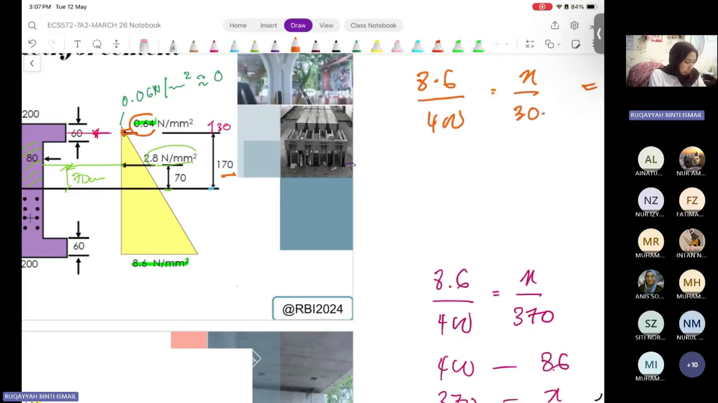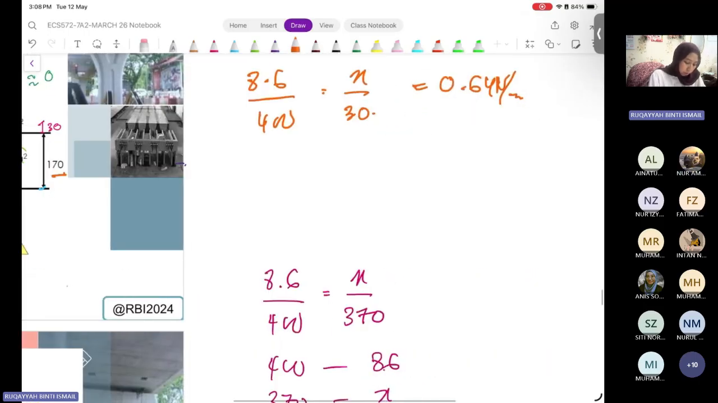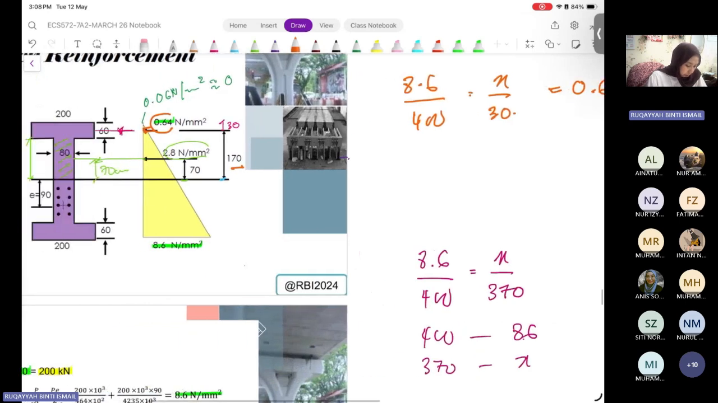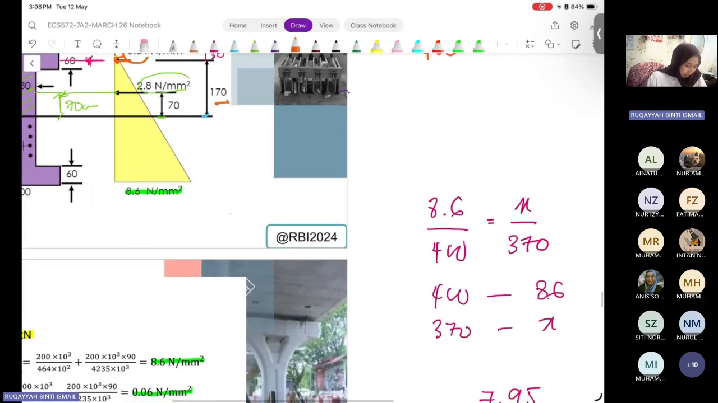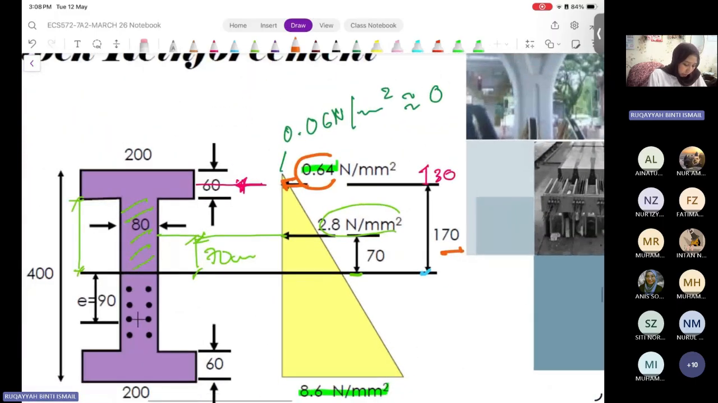Try, you get 8.6 divided by 400. You get 30. You get 0.45. So you get 0.64, right? Okay, the story isn't finished. Alright, so the same. Why do you take this particular triangle?